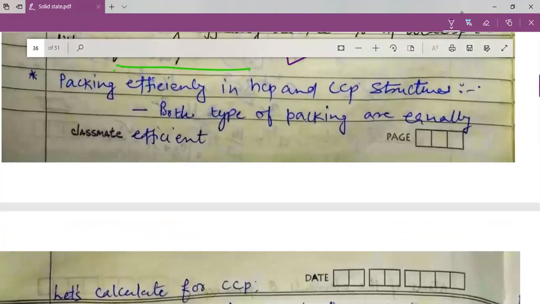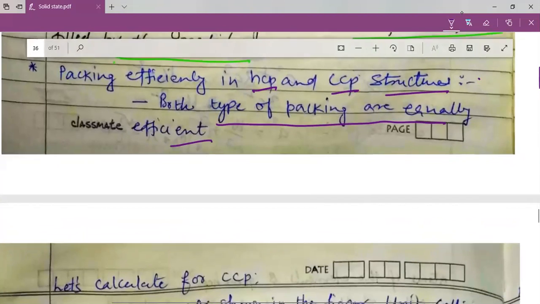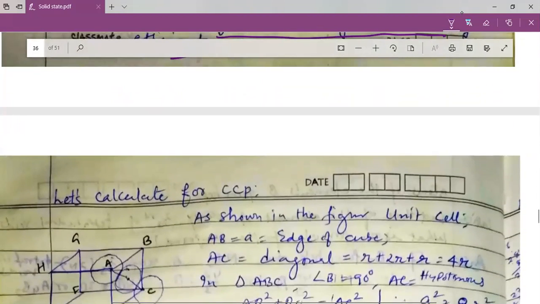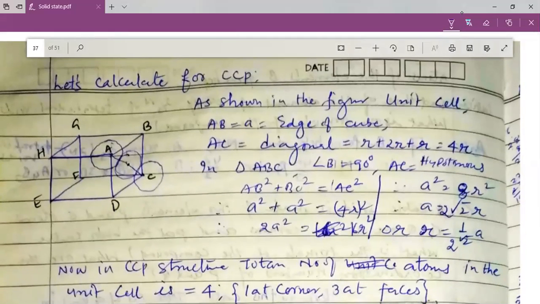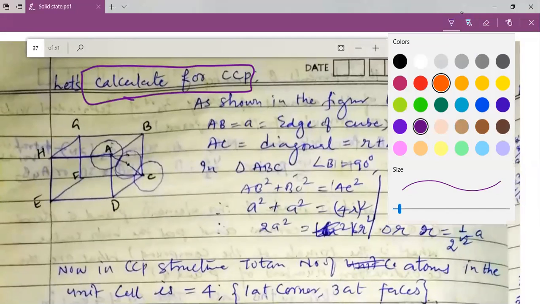Packing efficiency in hexagonal close packing and cubic close packing structures. So first we want to study them. Both types of packing are equally efficient. So please remember that hexagonal close packing and cubic close packing have equal packing efficiency. Now let's calculate the packing efficiency for cubic close packing. So let us understand it.